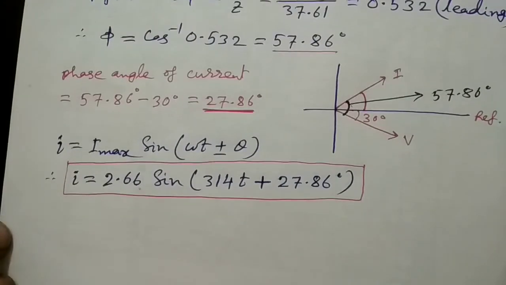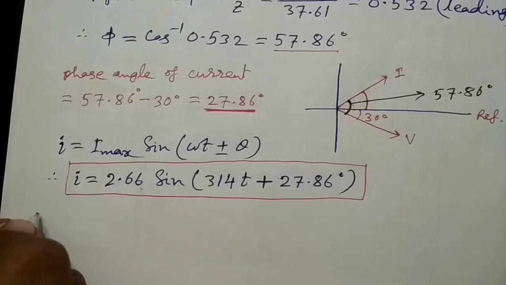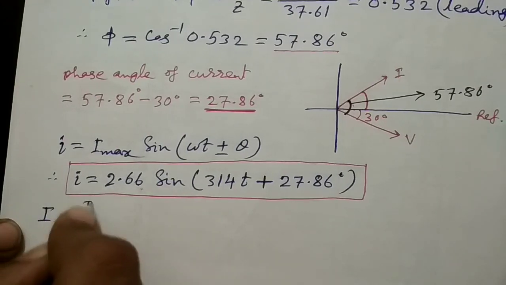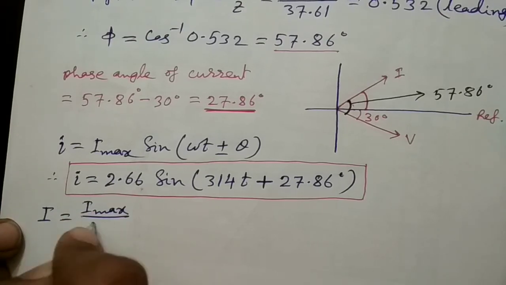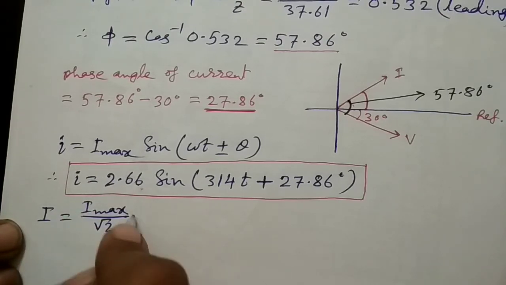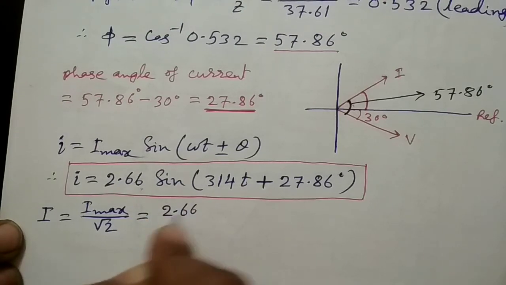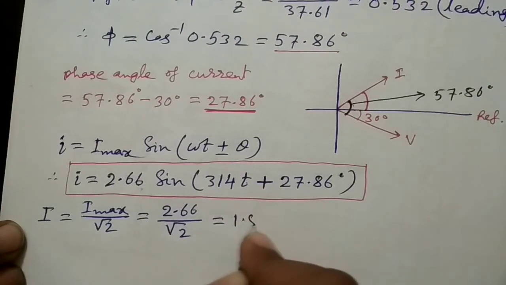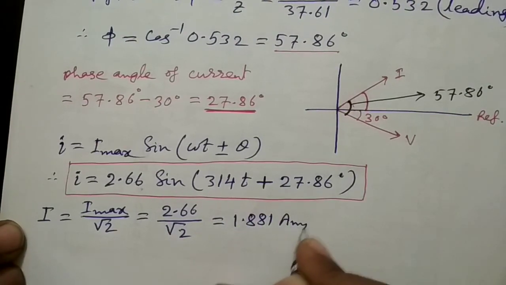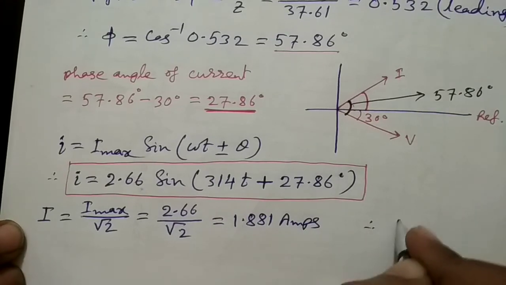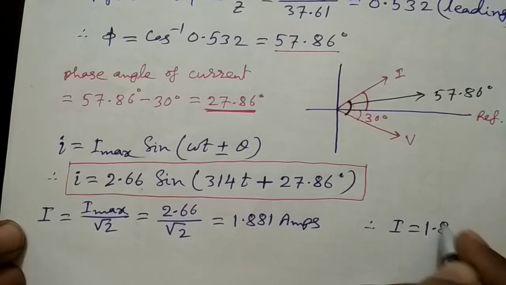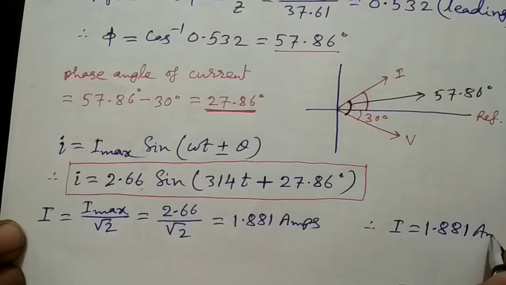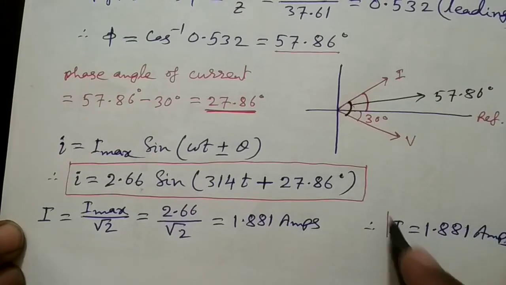In the question, it has been also asked to find the RMS value of the current. So as we know, the RMS current is maximum current upon root 2. So it is 2.66 upon root 2. That is 1.881 ampere. So the RMS current here is 1.881 ampere.